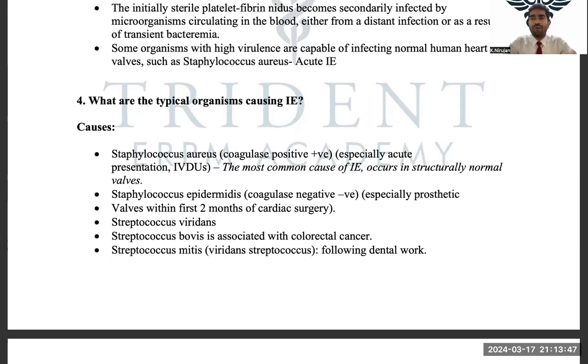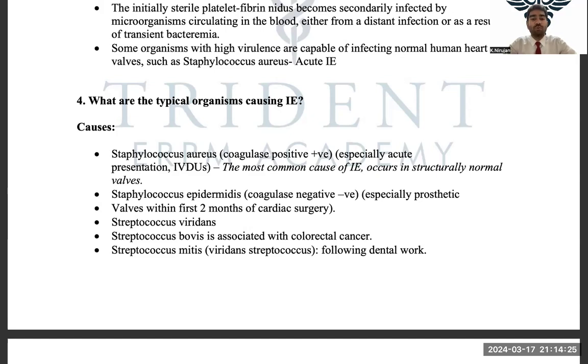So it used to appear very commonly in the paper. Okay, that's it. That is then again coagulase positive Staph. So Staph aureus is the commonest one. So what are the risk factors for Staph aureus infections? IV cannula, drug use, and so on. And Staphylococcus epidermidis, coagulase negative, also can cause infective endocarditis, especially in people who have had prosthetic valves. So within the first 2 months of cardiac surgery or prosthetic valve surgery, you are more prone to get infective endocarditis with Staph epidermidis. Okay, that duration is important. Within 2 months, less than 2 months, 60 days.